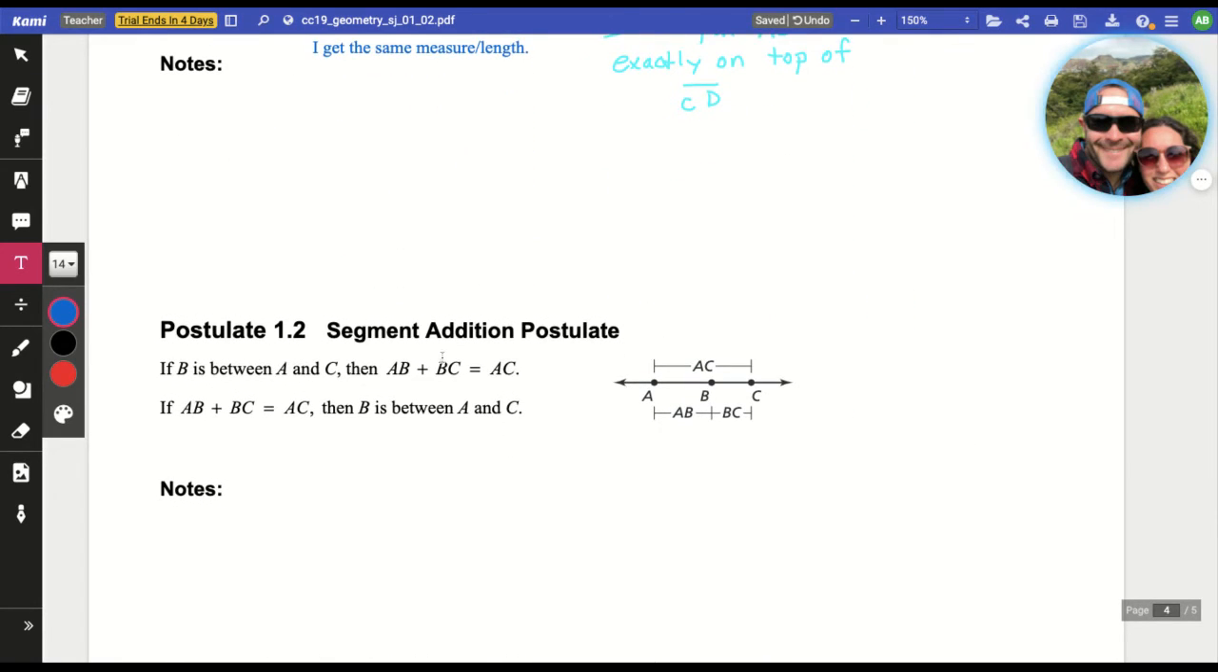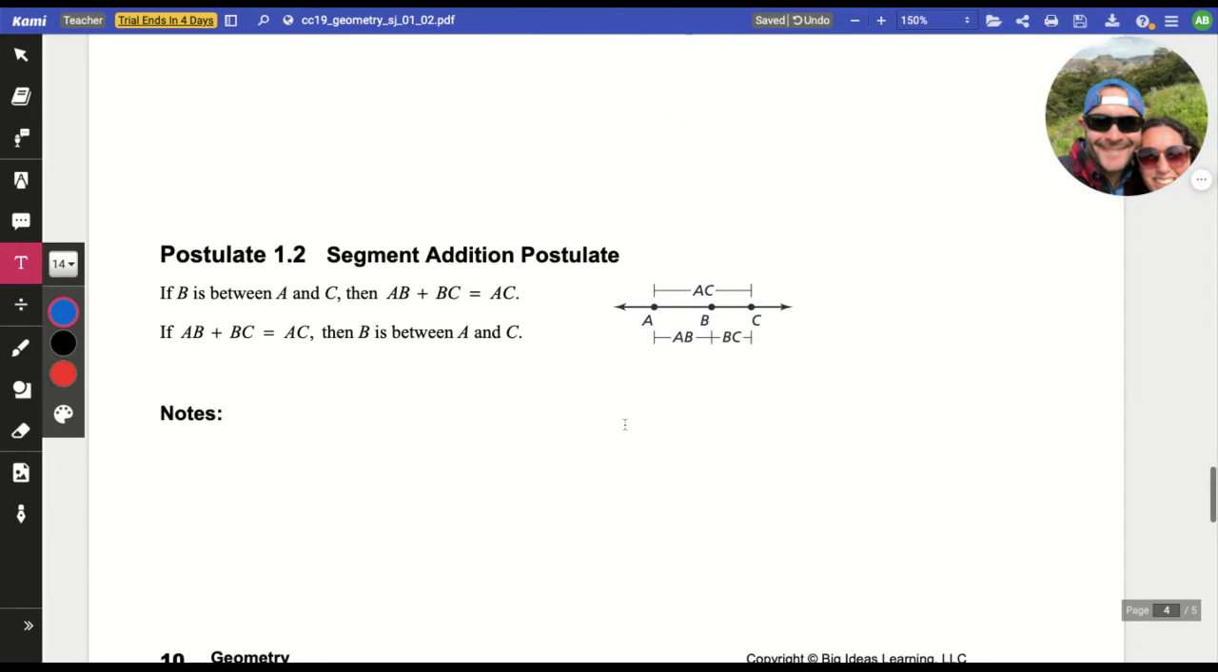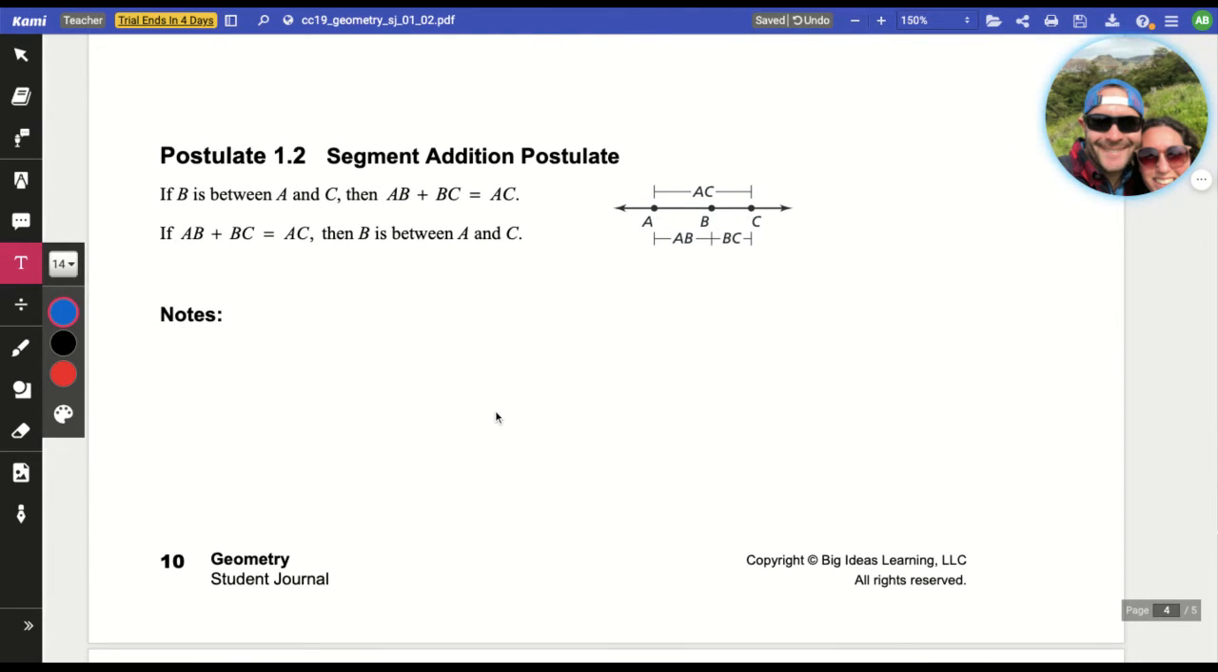So here's an example of a postulate. I'm not too worried about if you remember all the names of these postulates, but what is important is that you understand what this is saying. So postulate 1.2, segment addition postulate. Don't worry about the name. What does that actually mean? It says if B is between A and C, then AB plus BC equals AC. Great, good stuff. Here's all that means.